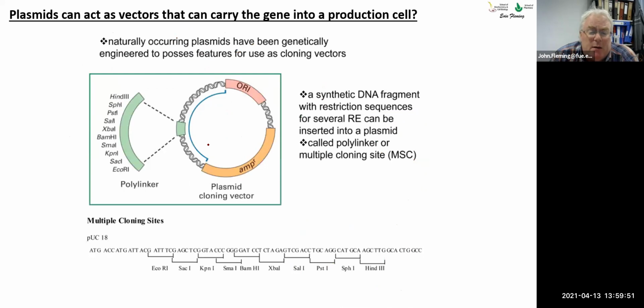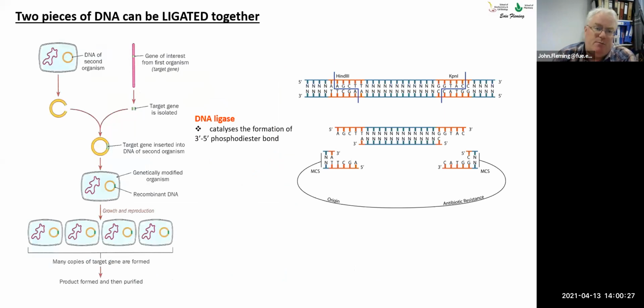So in effect, through the decades since plasmids were identified, naturally occurring plasmids have been engineered and modified to possess these key features and make them useful as cloning vectors, okay? For example, this plasmid here, PUC18, has a number of potential restriction enzyme cloning sites where we can cut the plasmid open and insert a gene of interest that we want to express in cells. So this is that process.